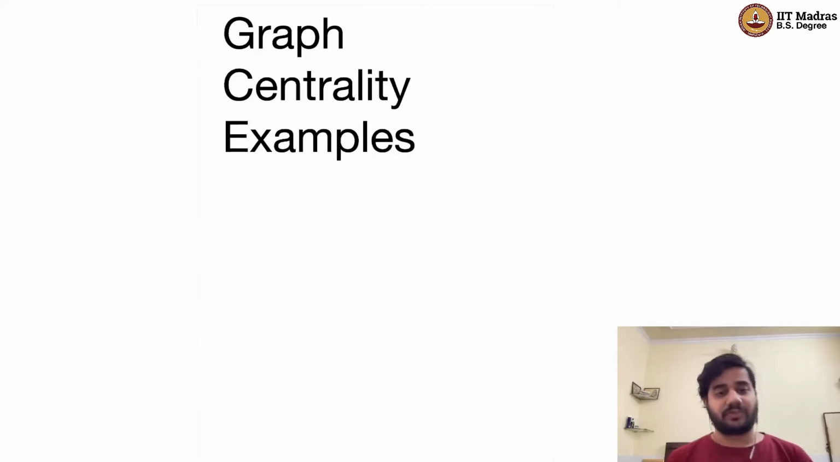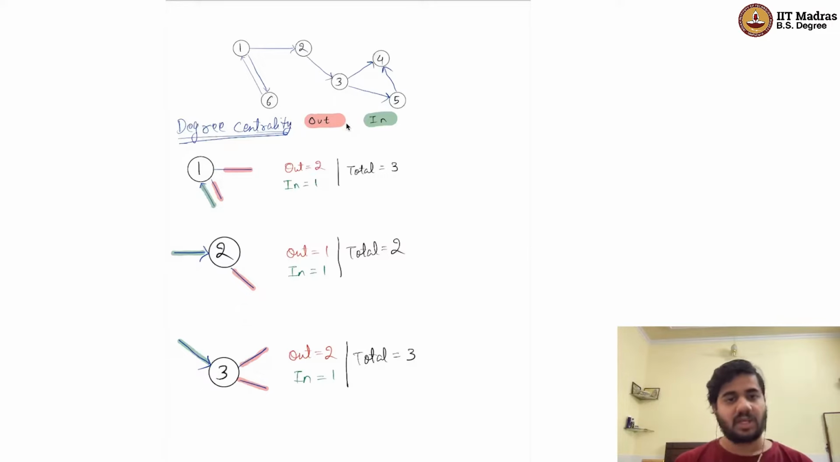To make this example wholesome, I've taken a directed graph here. This is just an example graph where you have 1 to 2, 2 to 3, 3 to 4 and 5 to 4, and there is a double pathway from 1 to 6. Every edge marked with this red highlight is an outgoing edge, and every edge marked with this green highlight is an in edge. Let's say we take node number 1, we see there is one in edge and two out edges, so the out degree of this node becomes 2 and the in degree simply becomes 1.